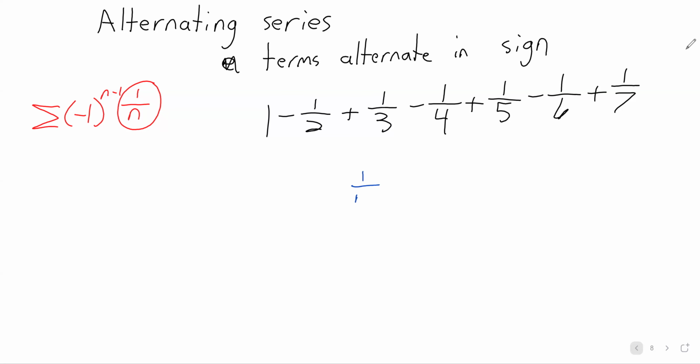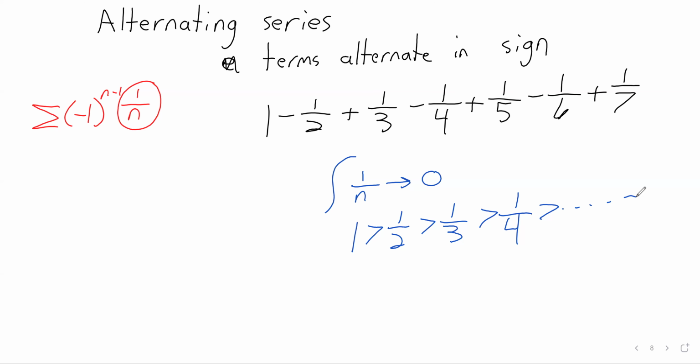And certainly 1/n goes to 0. And 1 is bigger than 1/2, which is bigger than 1/3, which is bigger than 1/4, and so on. These terms are going to 0 monotonically. So this whole thing converges. This alternating series converges via the alternating series test.